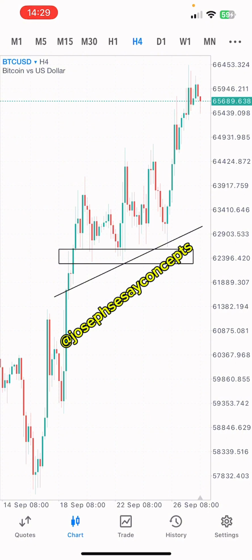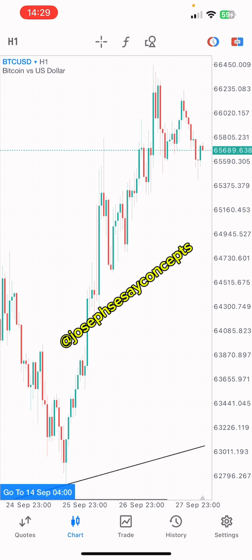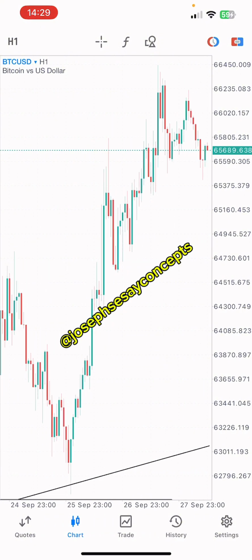So we'll skip this H4, then we come to the H1. Okay, this H1 is for day traders who may lean toward the 15 minute to 1 hour chart.